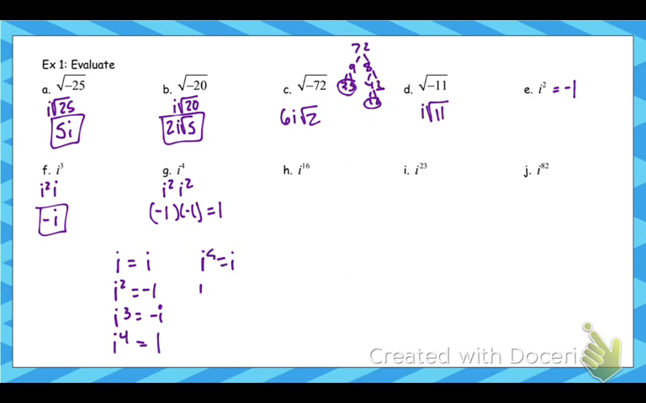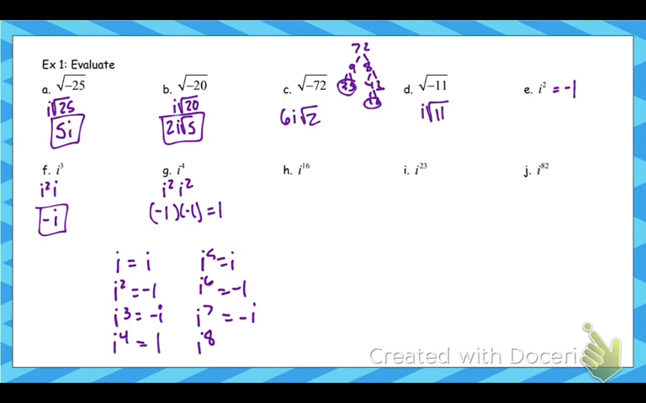All right, let's try i to the 6th. That's the same thing as i to the 4th times i squared. i to the 4th is just 1, so this is just i squared. i squared is negative 1. All right, let's try i to the 7th. That's the same thing as i cubed times i to the 4th. i to the 4th is just 1. i cubed is negative i. And hopefully by now you're starting to see a pattern.